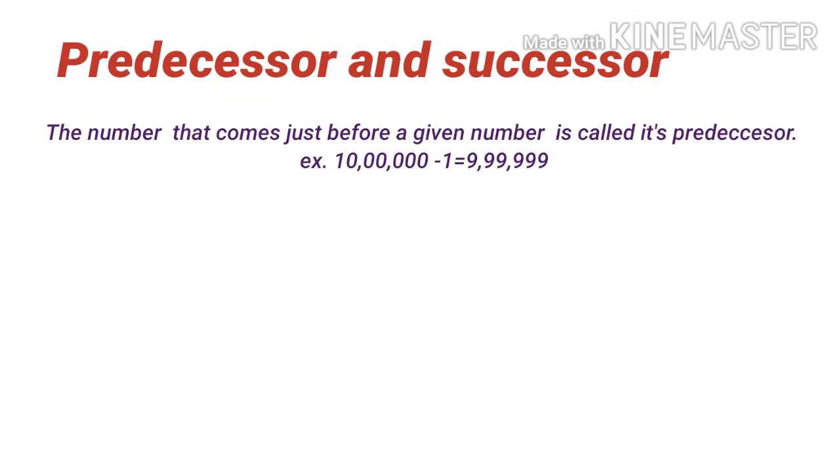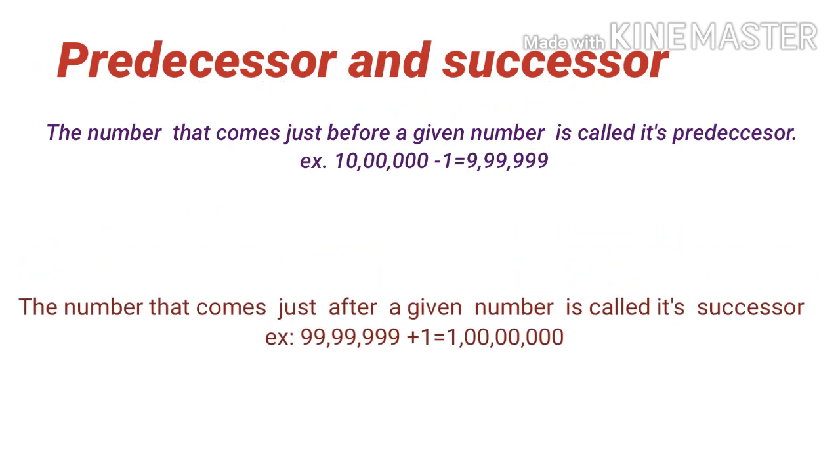What is a predecessor? The number that comes just before a given number is called its predecessor. See the example, 10 lakh minus 1. The answer will be 9,99,999. The next is successor. The number that comes just after a given number is called its successor. See the number 99,99,999. Adding 1 to it, it will be 1 crore.